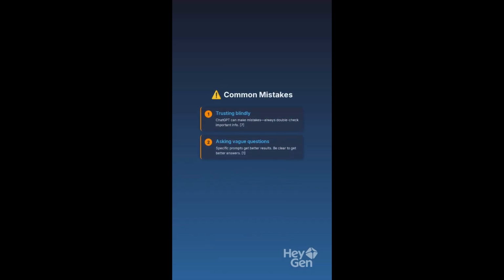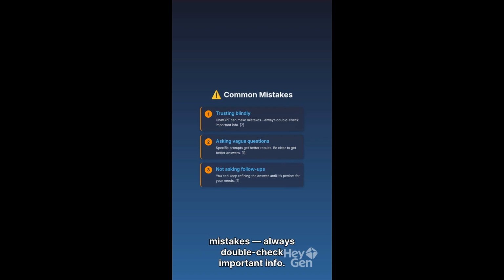Mistake number 1: trusting every answer blindly. ChatGPT is powerful, but it can make mistakes. Always double-check important info. Mistake number 2: asking vague questions. Specific prompts get better results. Mistake number 3: not asking follow-up questions. You can keep refining the answer until it's perfect.